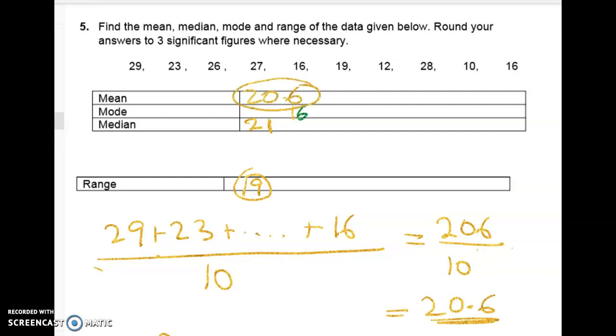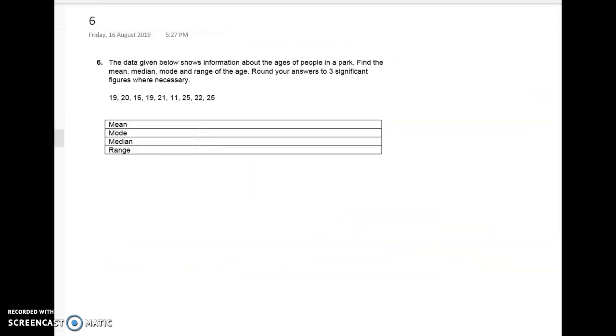So there we go. That's those 4 done. Let's just see if I can squeeze in question 6. No, I don't think I can. So I'm going to do 6 onwards in part 2 of this video. Hopefully that gets you started.